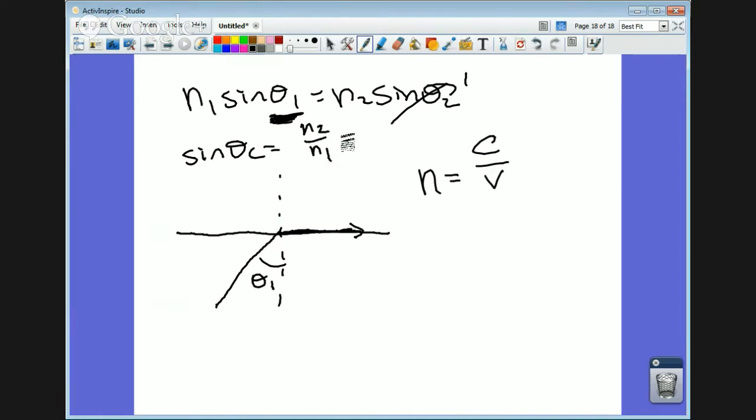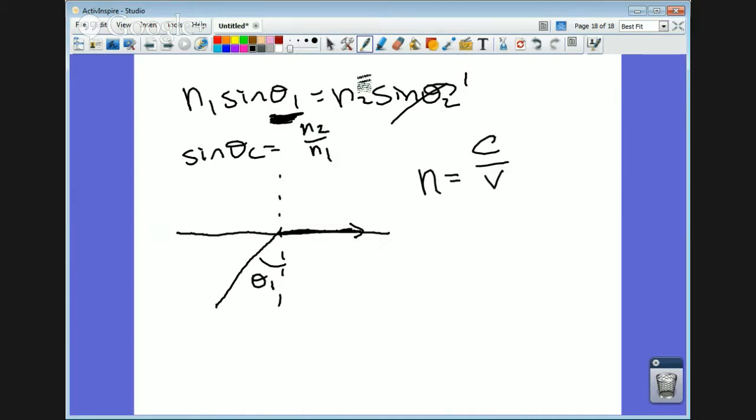So your n2 has to be smaller than n1. So if you're going from air into anything, you can't have a critical angle because going from air into anything else causes the light to bend away from the surface. But if you're going from something into air, then there's always a critical angle because air has the smallest n. But either way, your n2 has to be smaller than your n1. The bigger the difference, the smaller the critical angle, right? Because the more bending happens. So that's critical angle. Make sure you're comfortable with that.